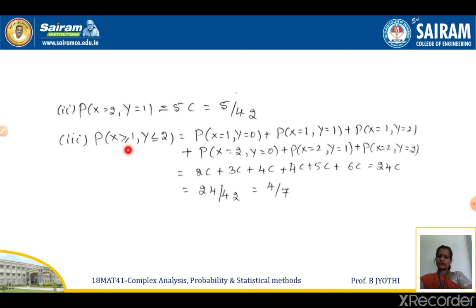When x is greater than or equal to 1 and y is less than or equal to 2. So greater than or equal to 1 means 1, 1, 0 and 1, 1 and 1, 2, and x greater than or equal to 1 means 2 also will come: 2, 0, 2, 1, 2, 2. Like this, all the combinations we will be getting, that is 2c, 3c, etc., which gives us 24 divided by 42, that gives us 4 divided by 7.